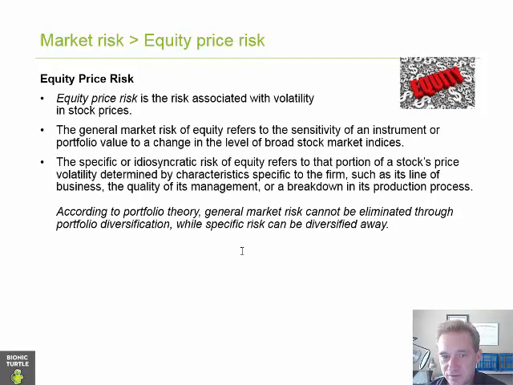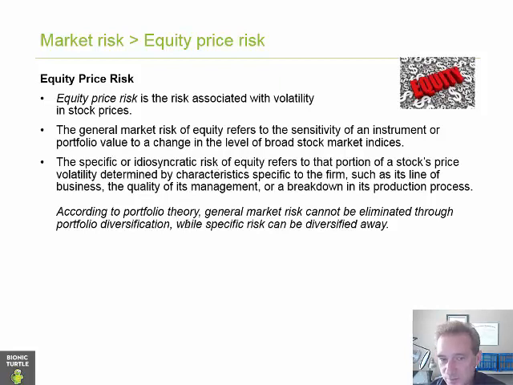We have equity price risk, and notice we're consistent with that definition that we started with, the risk associated with volatility in the stock price. And then this gets parsed into general and specific. And so note the synonyms there. Specific in the CAPM literature is also called idiosyncratic risk.